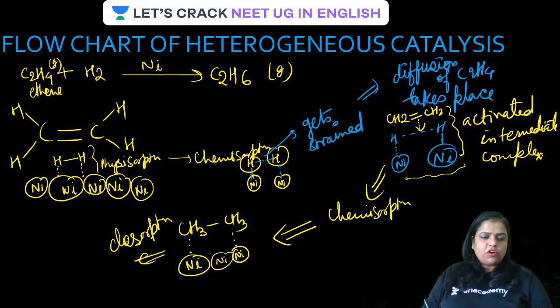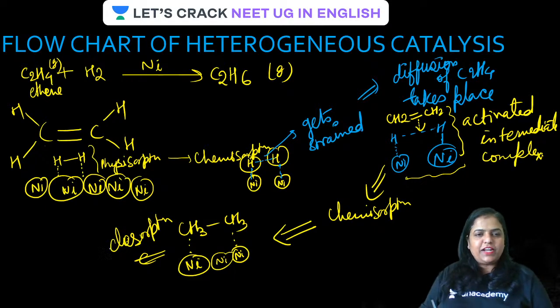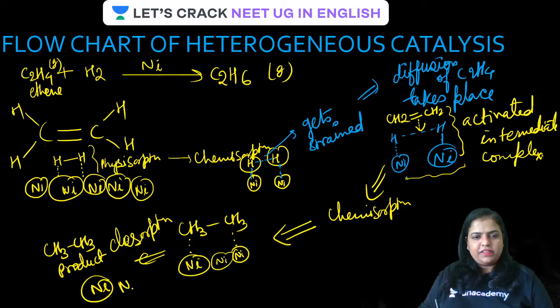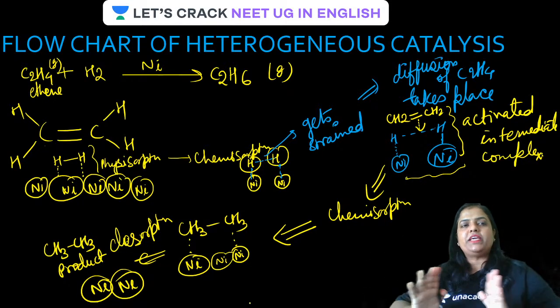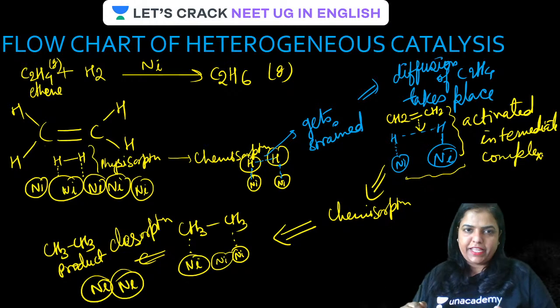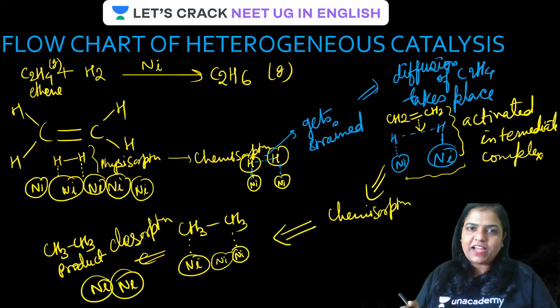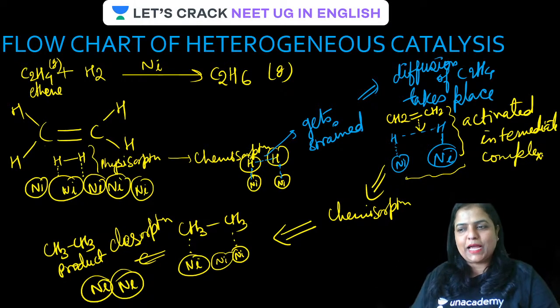This undergoes desorption. Is this clear? This will undergo desorption and the product will be formed, leaving a free nickel surface so that more and more ethene and hydrogen can get adsorbed on the surface of that and more product can be formed.